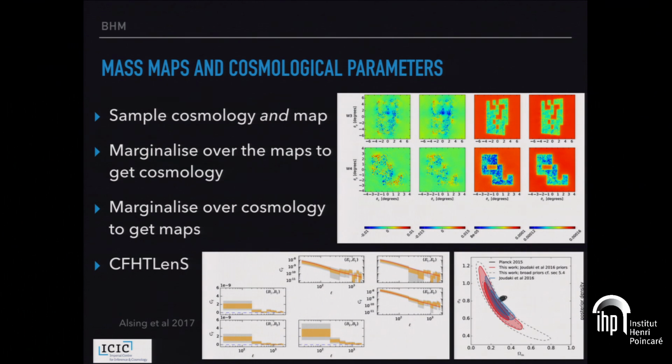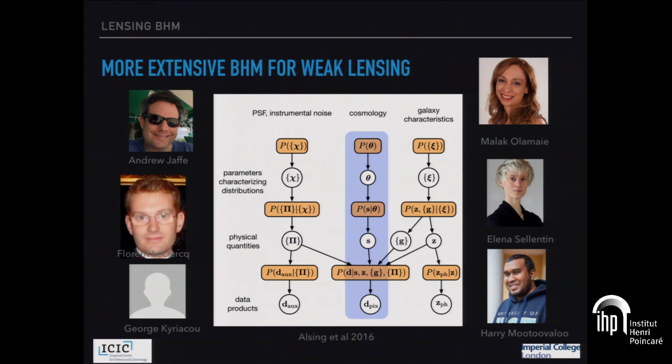So these are the power spectra. This is in the more familiar omega matter, sigma 8 plane. You can do this with parameters as well. So this can be built into a more complicated model, and there's a number of people, mostly at Imperial, who are working on doing this for lensing.